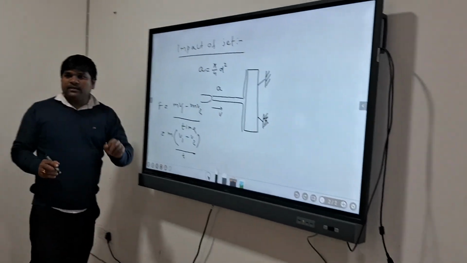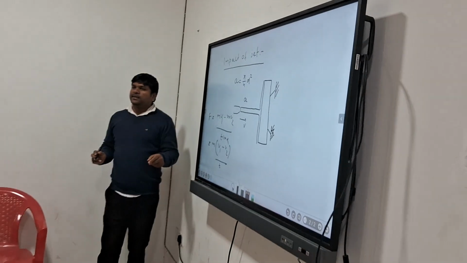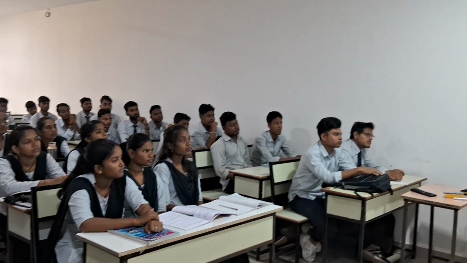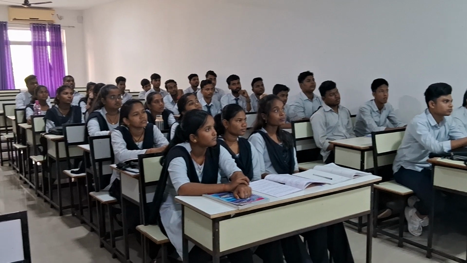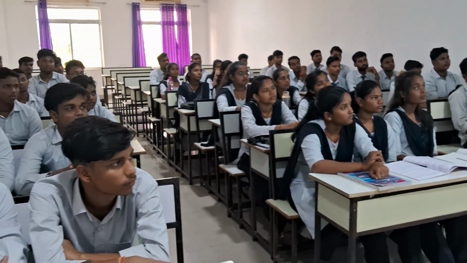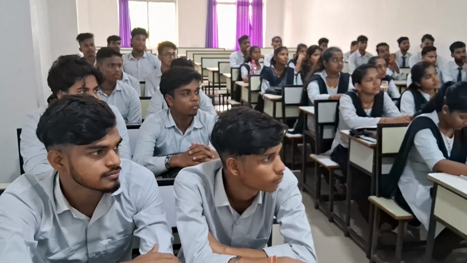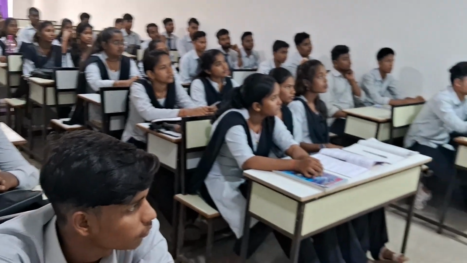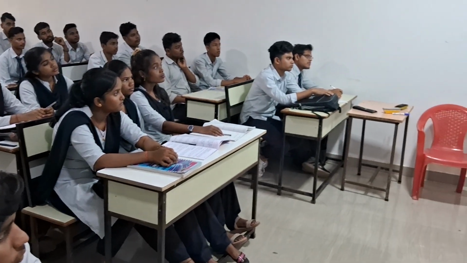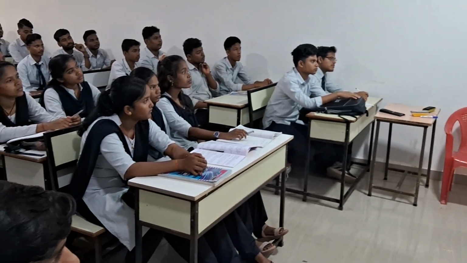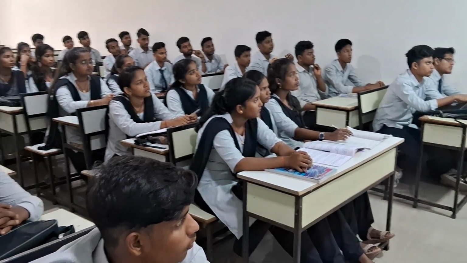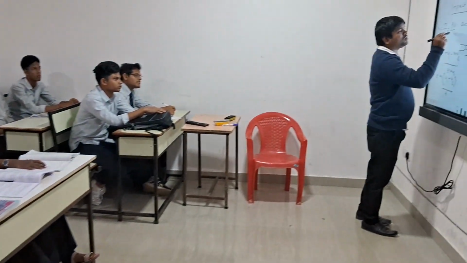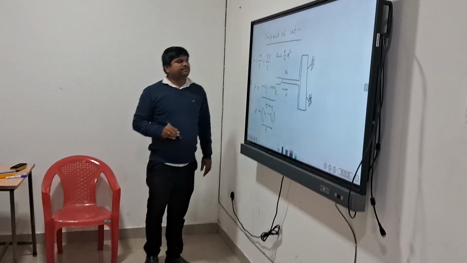So m by t. What is m by t? m by t is mass flow rate. This is mass flow rate. So mass flow rate is mass divided by time. Mass is nothing but density into volume. So density into volume by time.